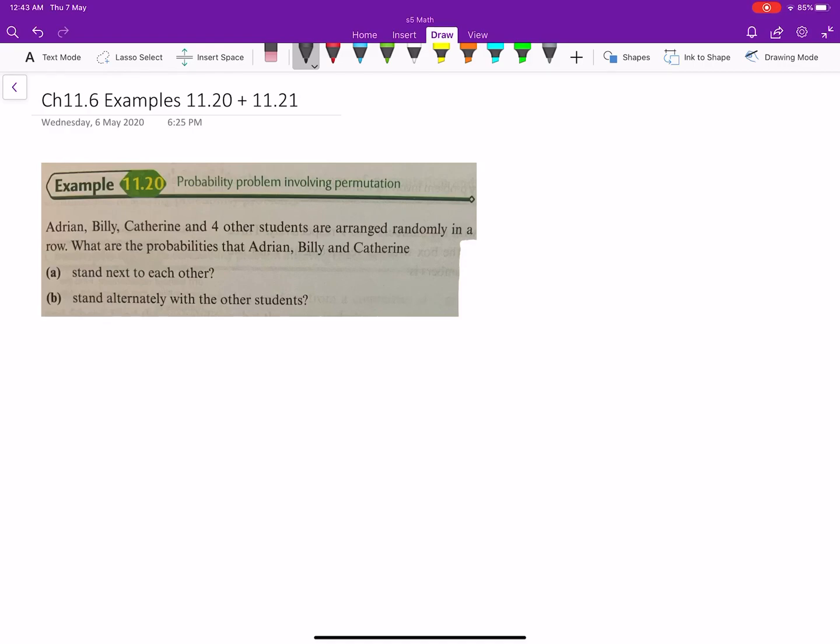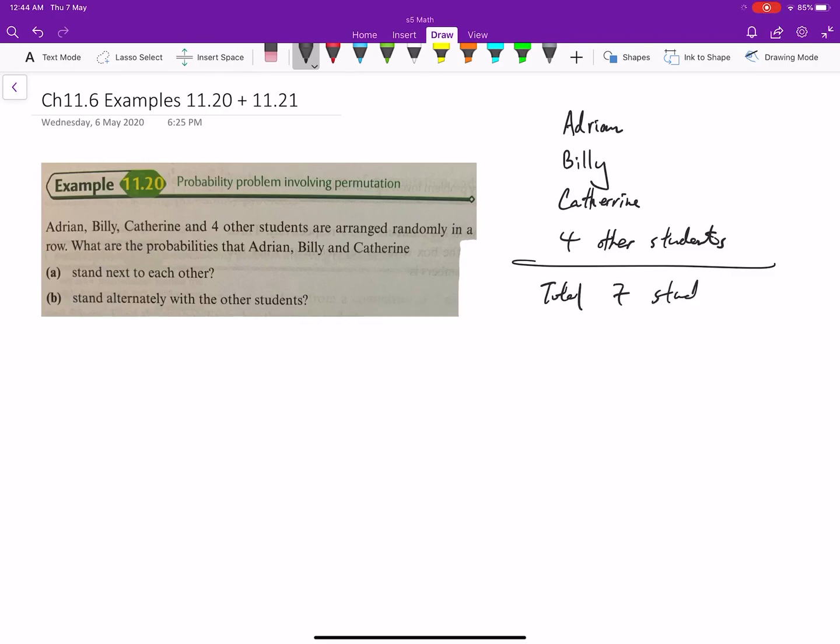Adrian, Billy, Catherine, and 4 other students are arranged randomly in a row. What are the probabilities that these 3 students, and then you have the A part and B part. First of all, we need to understand the question. Now we have Adrian, Billy, and Catherine, and also 4 other students. So we have a total of 7 students.